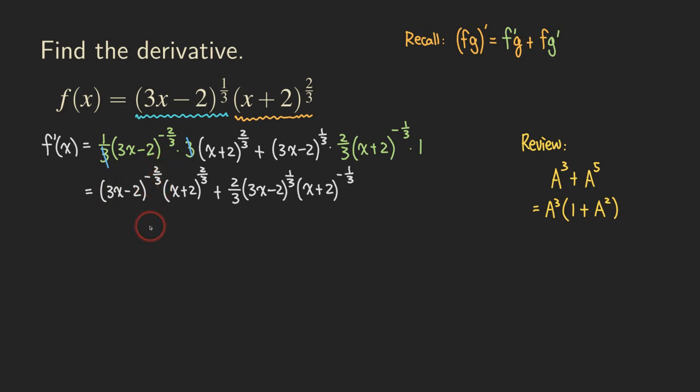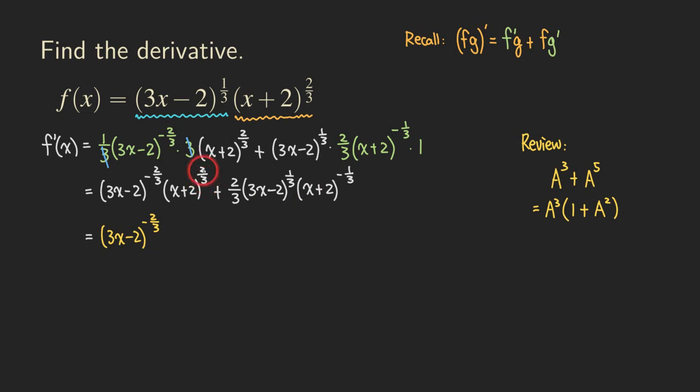Okay, so what are we doing here? We are going to factor out the greatest common factor, which is 3x minus 2 raised to the negative 2 over 3. So we factor out as much as the smaller of the two exponents. Same thing here for the x plus 2.